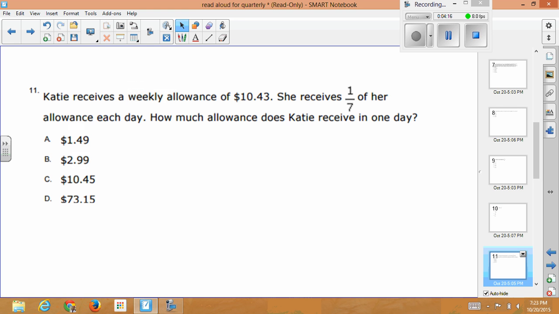Katie receives a weekly allowance of $10.43. She receives 1/7 of her allowance each day. How much allowance does Katie receive in one day? A, $1.49, B, $2.99, C, $10.45, D, $73.15.